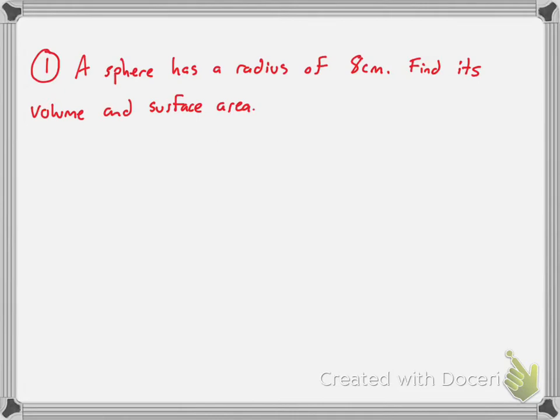A sphere has a radius of 8 centimeters. Find its volume and surface area. The nice thing about the volume and surface area problems is that they really only ask you for the radius, so there's not really much to plug in. Volume is 4/3 pi r cubed. I just plug in 8 for my radius, and then I let my calculator do the work.